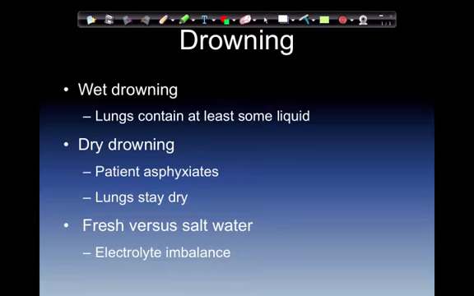In wet drowning, the lungs contain at least some liquid. However, the patient will more likely become negatively buoyant, which means that they're going to sink. In a dry drowning, the patient asphyxiates. The lungs stay dry. The patient may be positively buoyant, or floating, as air remains in the lungs.